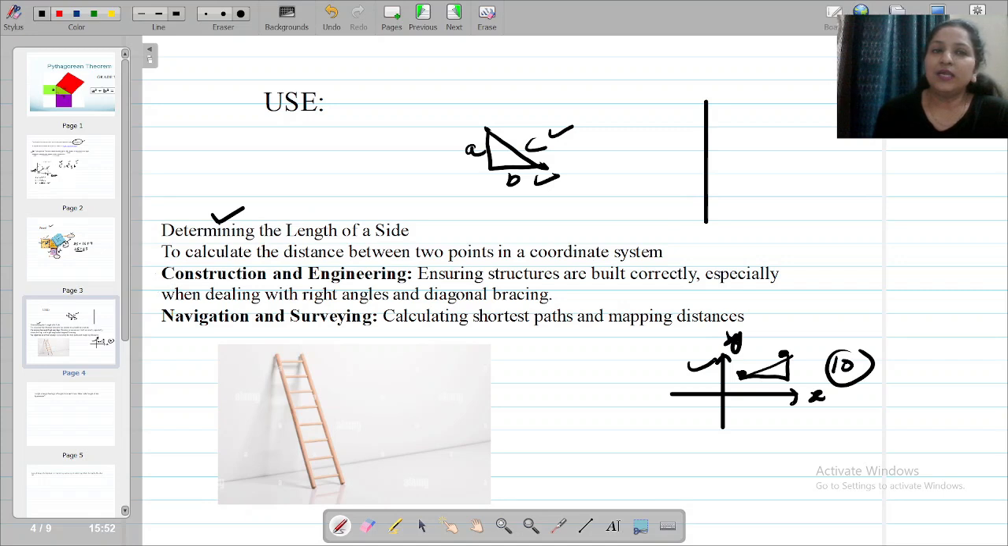Third one is, it is basically used in construction and engineering, ensuring that the structures are built correctly, especially when dealing with the right angles and the diagonal bracing. So basically in the construction work, engineers generally use this property to ensure if the calculation is going correct. Navigation and surveying also uses this property to calculate the shortest path or the mapping distances. In the navigation also it is being used.